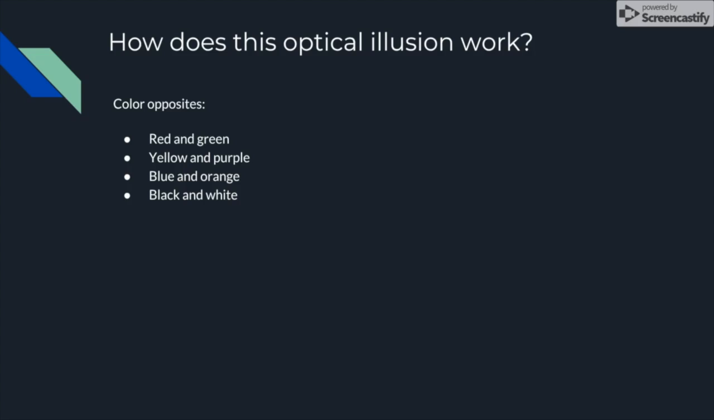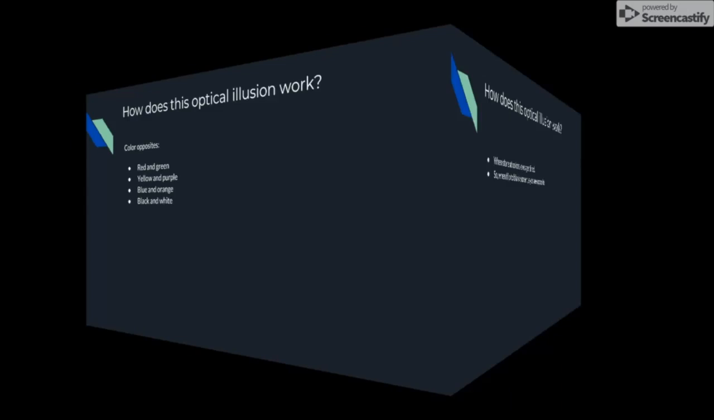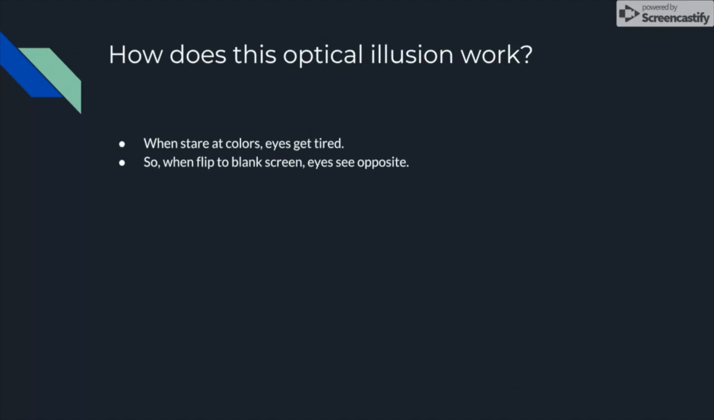So now we're going to learn about why this happened. I'm going to be explaining this in a very simple way. I'm not going to be using scientific terms, but basically an optical illusion is like tricking your eyes. Optical is like your eyes, and illusion is like tricking it. So when you stare at the original orange, green, and black, your eyes get tired from seeing these colors. So when I immediately flip the screen to the blank screen, your eyes see the opposite colors because they don't want to see the other ones.